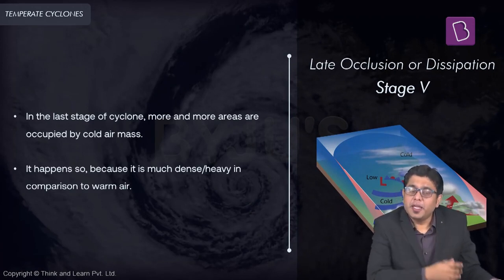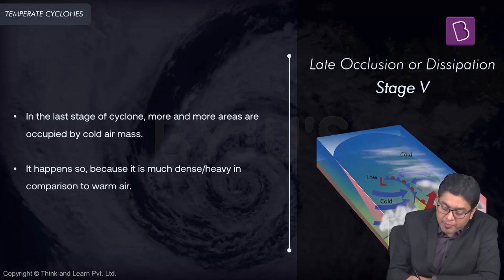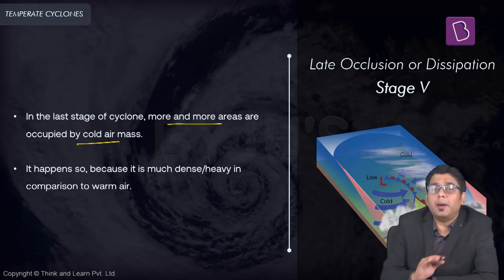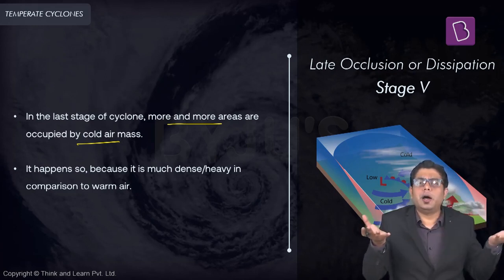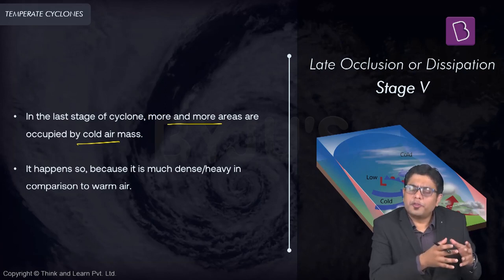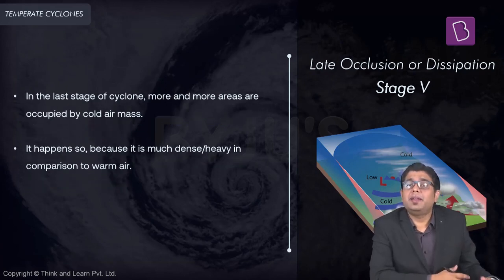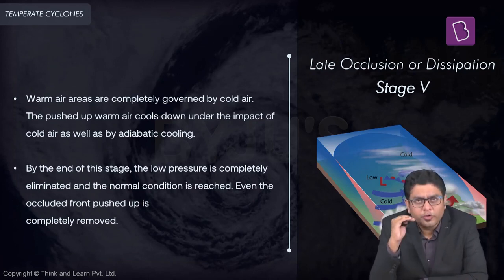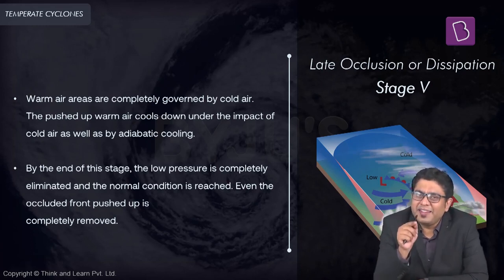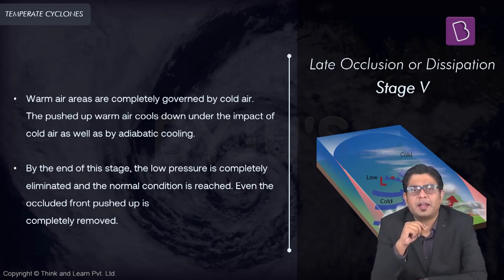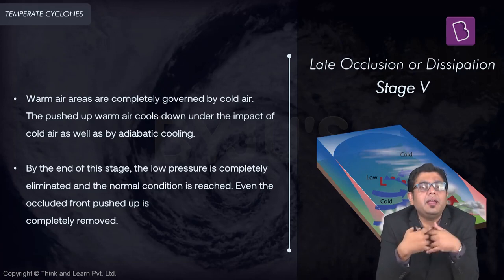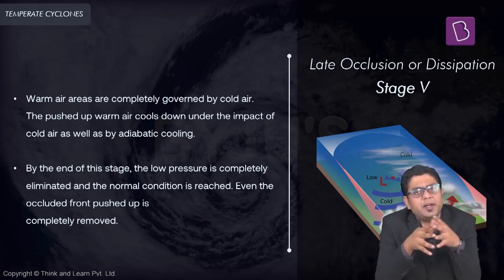In this stage, if you observe, more and more areas are occupied by the colder air mass, and even those regions which had warmer air, that warmer air is pushed upwards. And as warmer air is pushed upwards, we have seen earlier that this warm air ends up expanding and there is an adiabatic cooling which is observed, and the temperature of the warm air also ends up dropping. If you revise the basic concept of the formation of cyclones in the case of temperate regions, it all started with different air masses having a variability of temperature and pressure conditions.